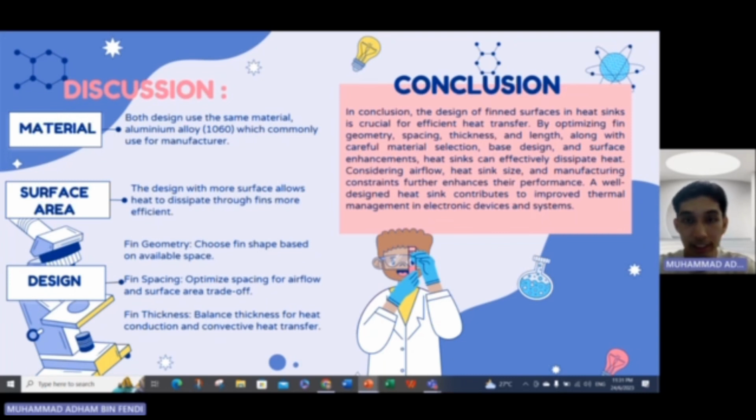And next, for the conclusion, the design of fin surfaces in heat sinks is crucial for efficient heat transfer by optimizing fin geometry, spacing, thickness, and length along with careful material selection. This design and surface enhancement allow heat sinks to effectively dissipate heat. Considering airflow, heat sink size, and manufacturing constraints further enhances their performance. A well-designed heat sink contributes to improved thermal management in electronic devices and systems. That's all for me. Thank you.